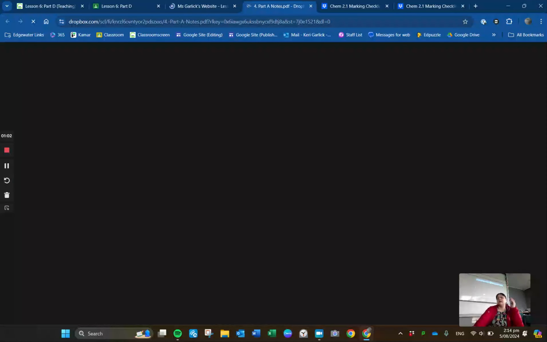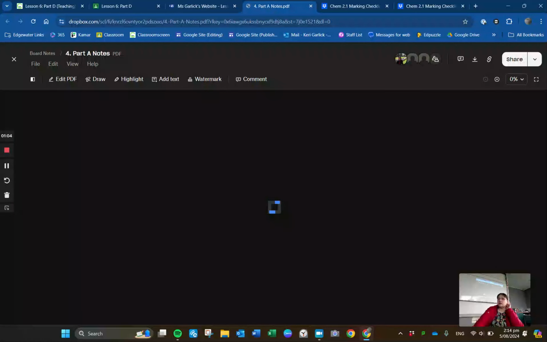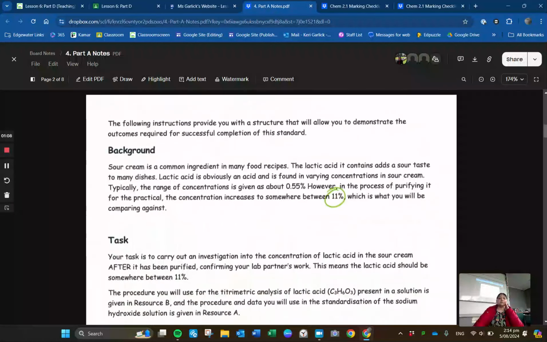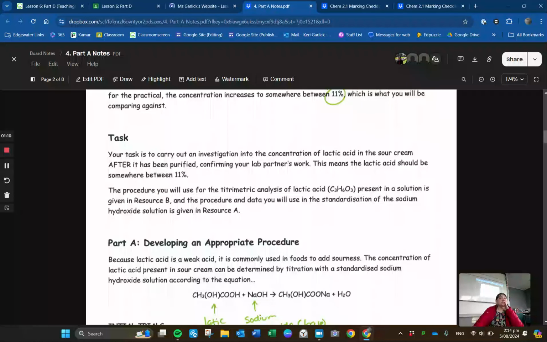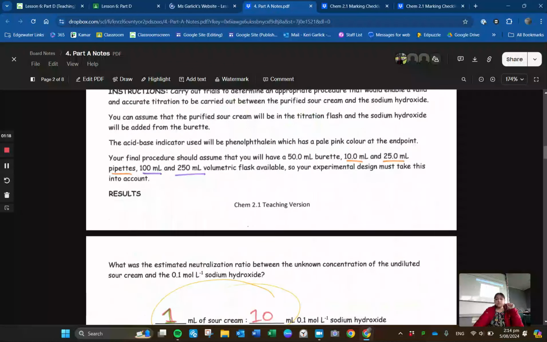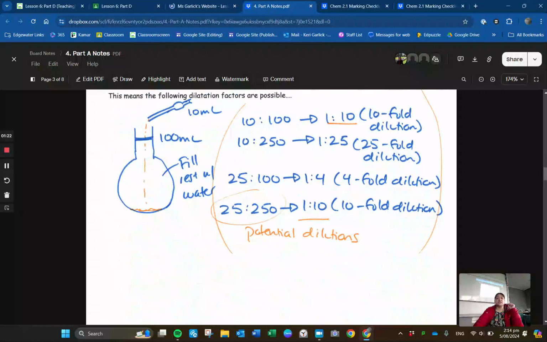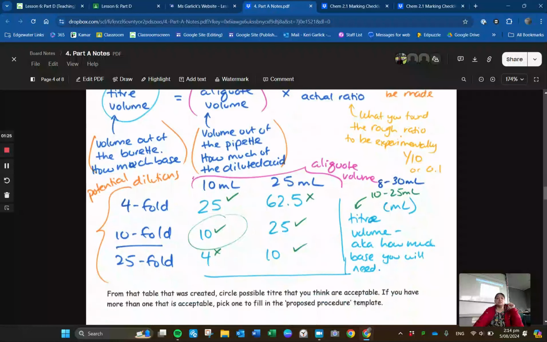So just as a reminder for Part A, and most of you guys have gotten a good chunk of it done. That was the one where you were developing the procedure and trying to figure out how much you needed to dilute the acid in order for the results to work. So you would have done this rough ratio, and then you would have also done the calculations to figure out what you needed to dilute it by. So that hopefully is ringing a bell for you guys.